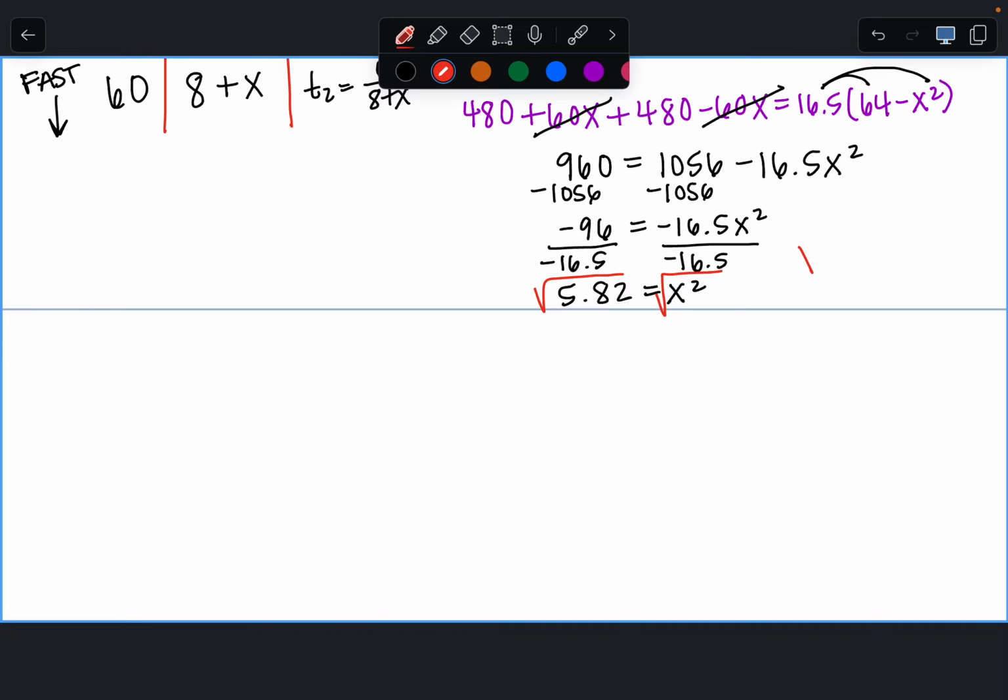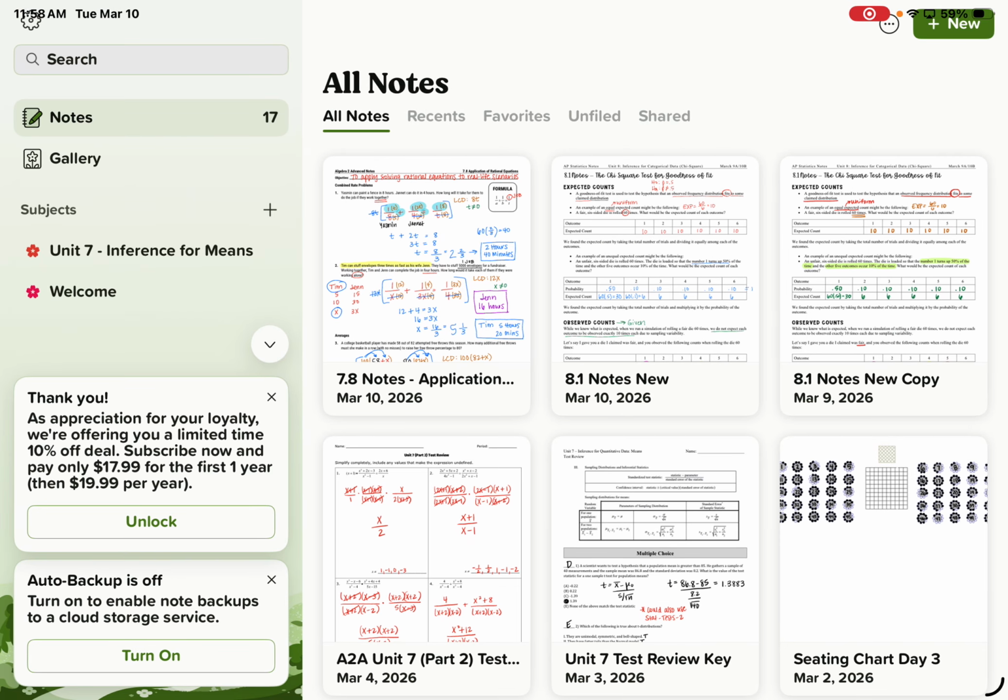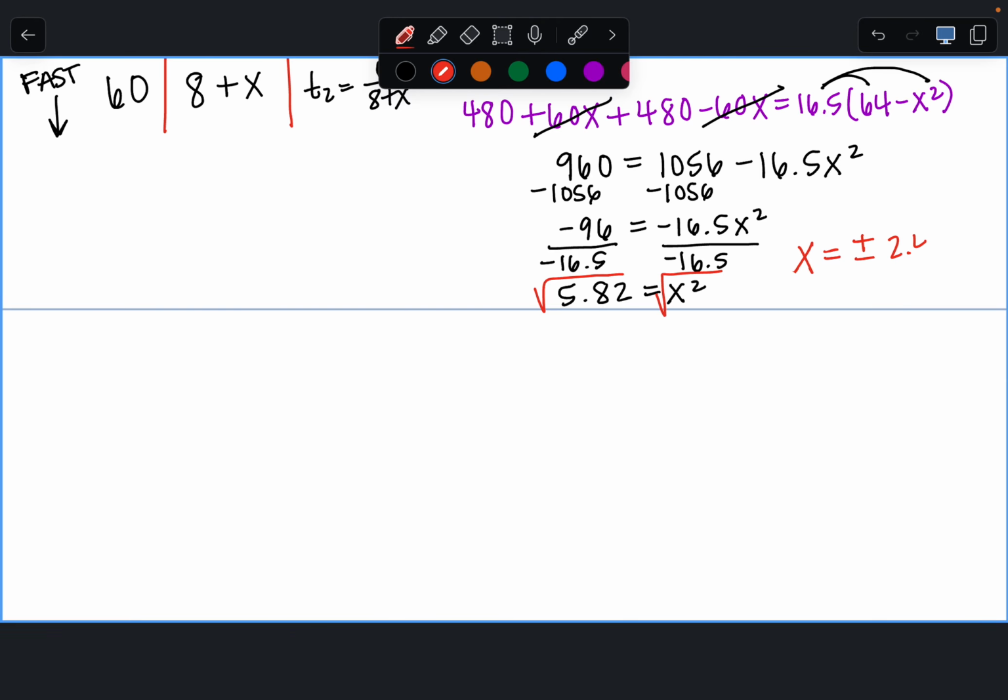Now, normally, when you do this, you're going to get two answers. You're going to get plus or minus. So this would technically be plus or minus 2.41. But does it make sense if I'm talking about the speed of a river for it to be negative? No. So you only want to take the positive speed. So this is going to be 2.41 miles per hour. This is the current speed, not the boat speed. This is the speed of the current, because this is what is being added to 8 miles per hour and subtracted from 8 miles per hour.